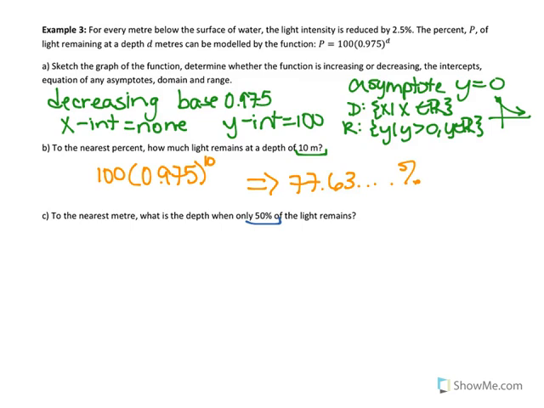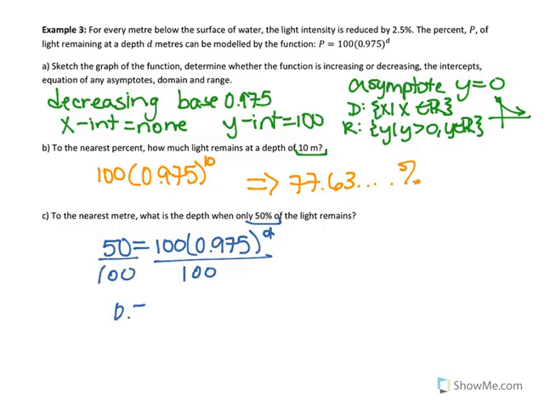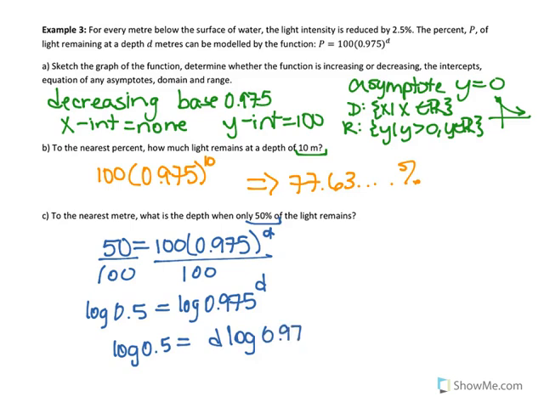Okay, now applying what we did from the last example. 50% of the light, how much is there going to be for the depth? So we have 50 equals 100 times 0.975 to the power of d. We're going to isolate our base. So we have 0.5. This one I'm going to write as 0.5 because I can. It's a really easy decimal. Now I'm going to take the log of both sides. So I have the log of 0.5 equals d times log of 0.975. Now I'm going to divide by the log of 0.975 to isolate our value of d.